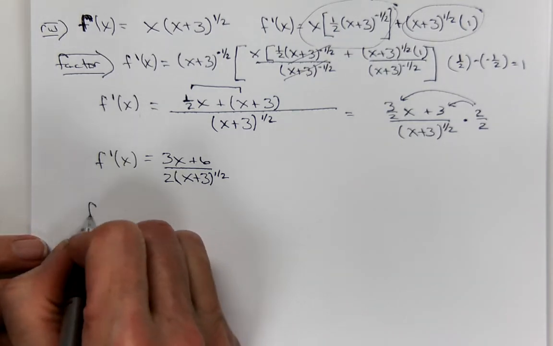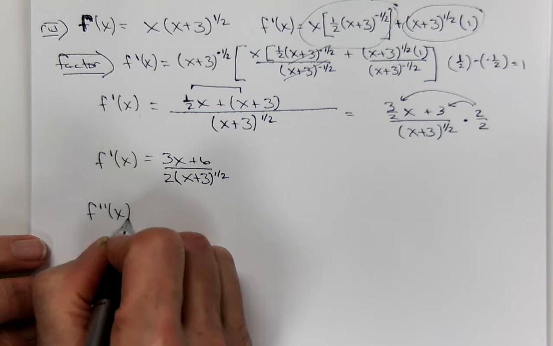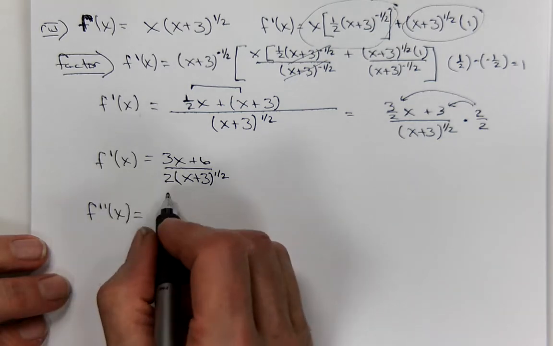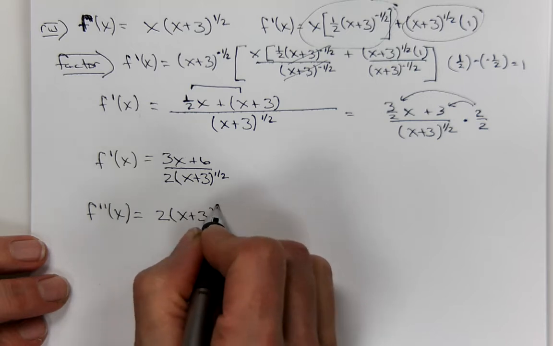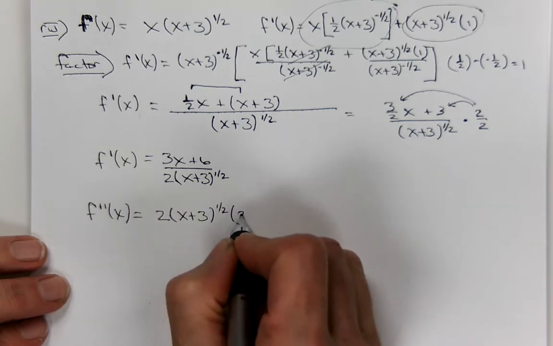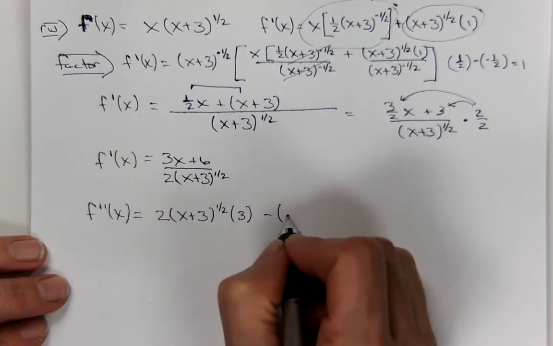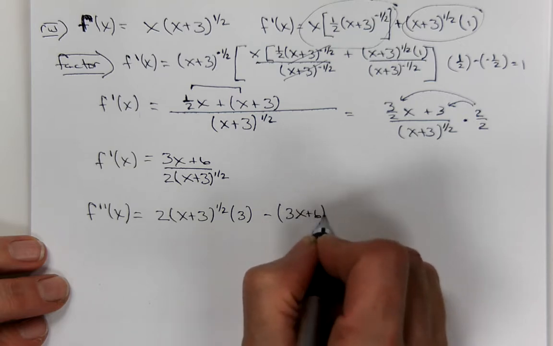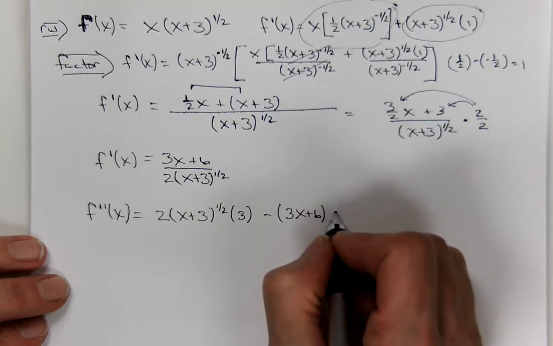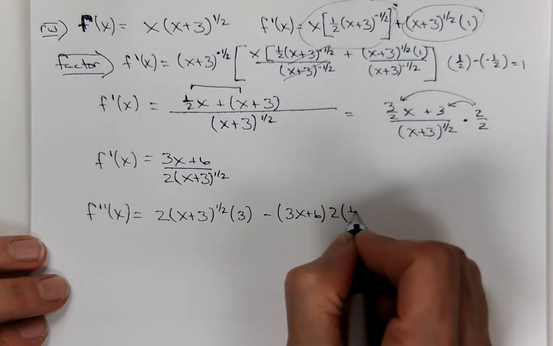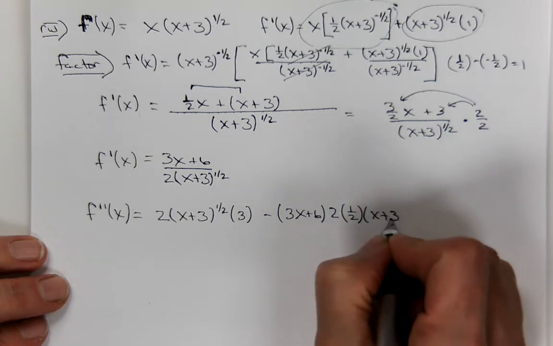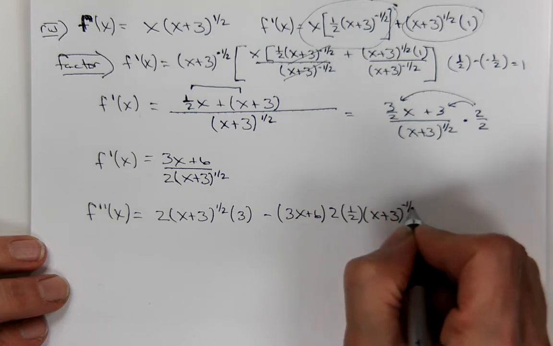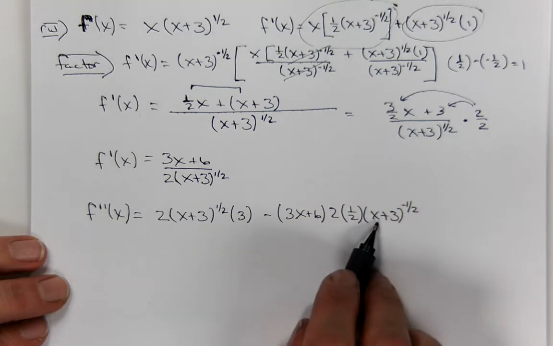Now the second derivative. And we want the quotient rule. So low, 2 times x plus 3 to the 1/2. D high, 3. Minus high, 3x plus 6. D low, 2 going along for the ride, bring the exponent forward 1/2. That works out well. Rewrite the base x plus 3. Take 1 off the exponent, negative 1/2. And the derivative of the base is 1.